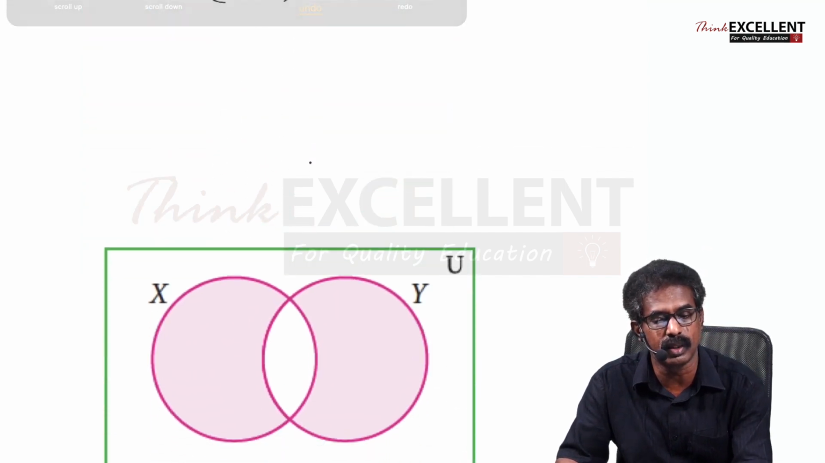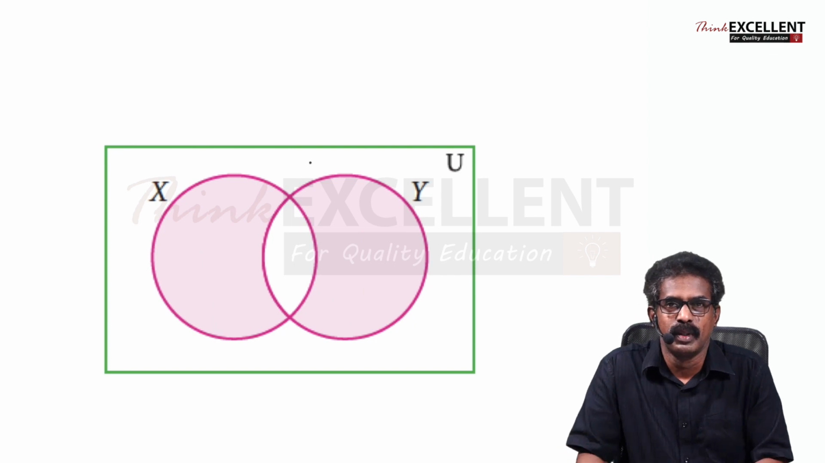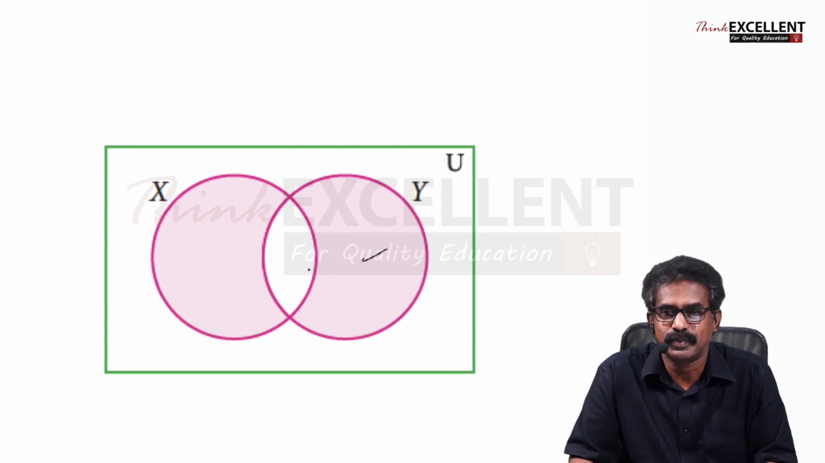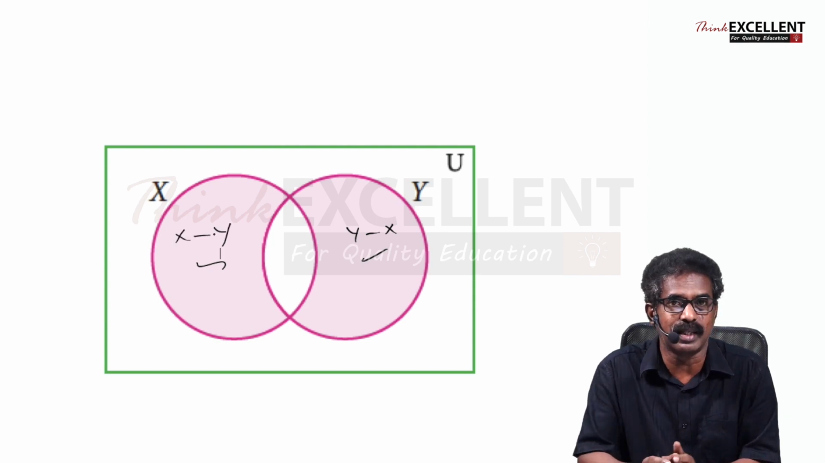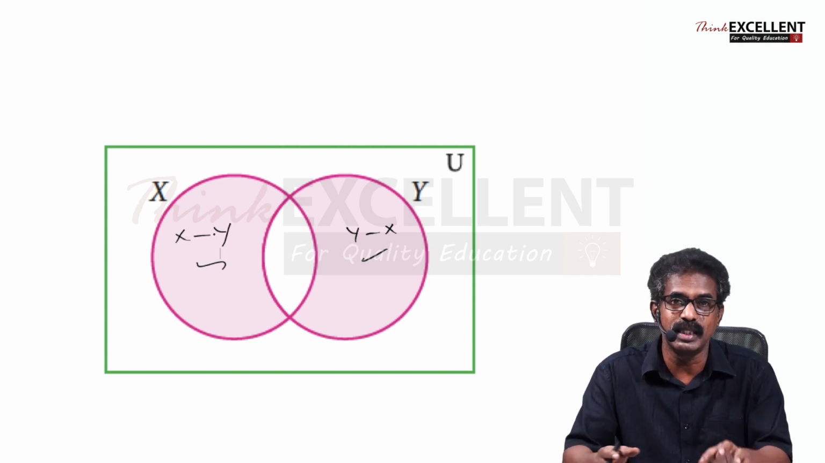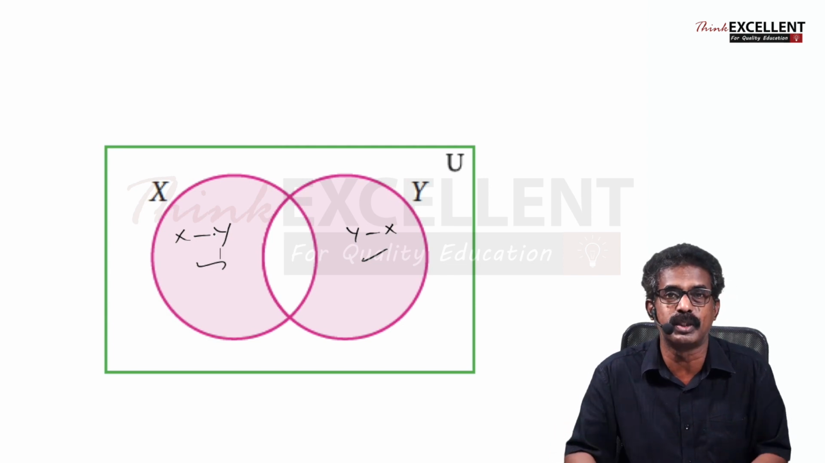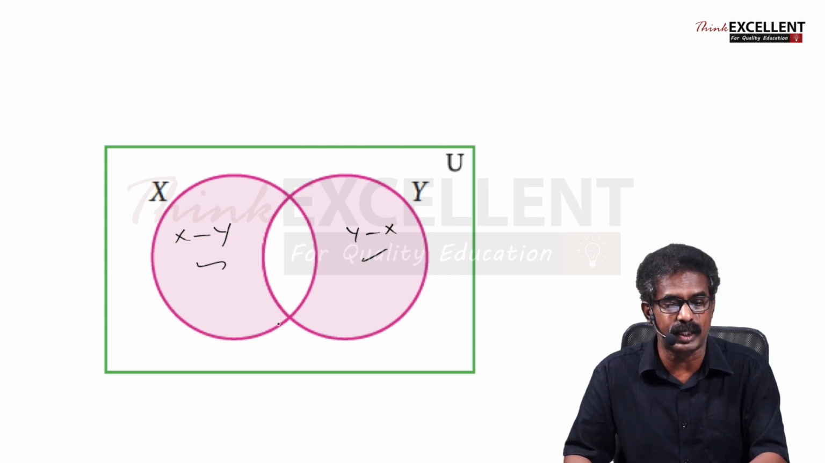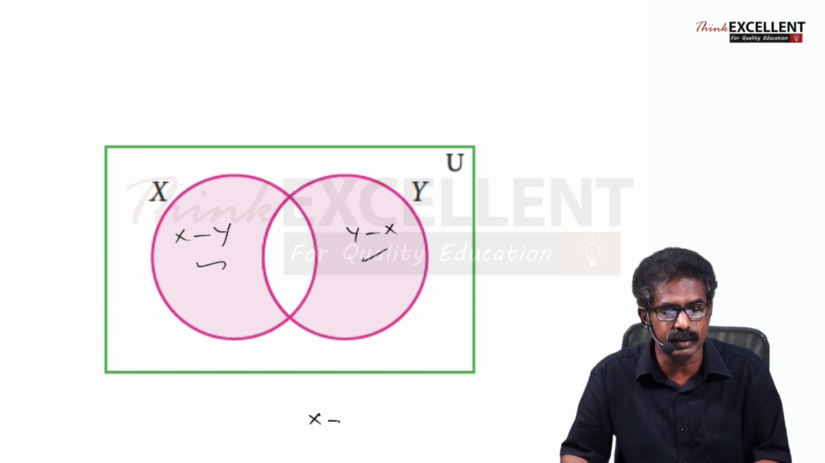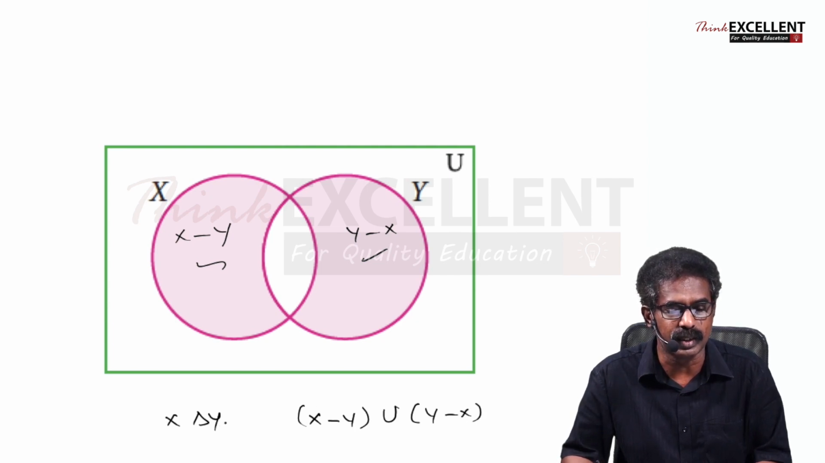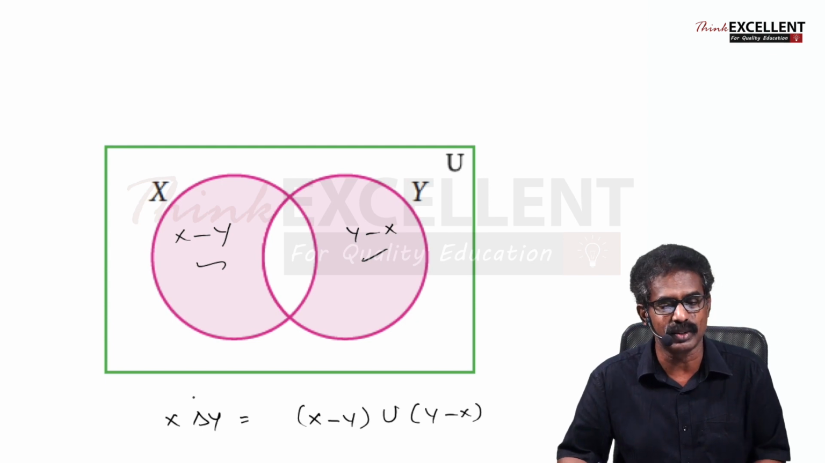Hope you understood this. Now look at this one. Just now we saw what this portion is, right? This is Y minus X, in Y but not in X. What is this portion? X minus Y, in X but not in Y. Both they shaded, so both portions are shaded. So you have to take the union of those two, that is, X minus Y union Y minus X. Or simply you can say X delta Y also.